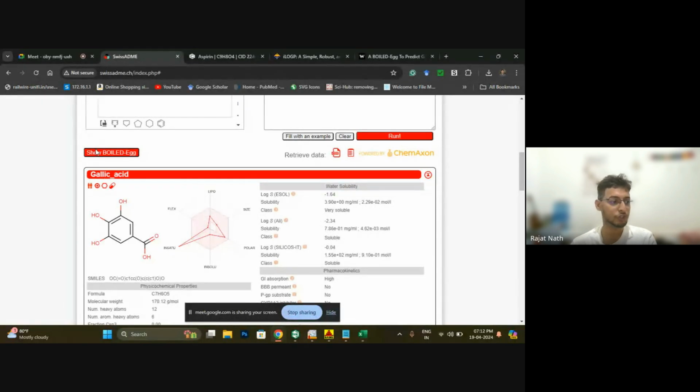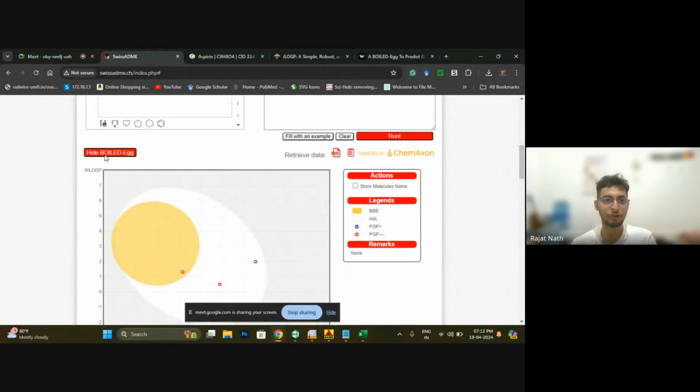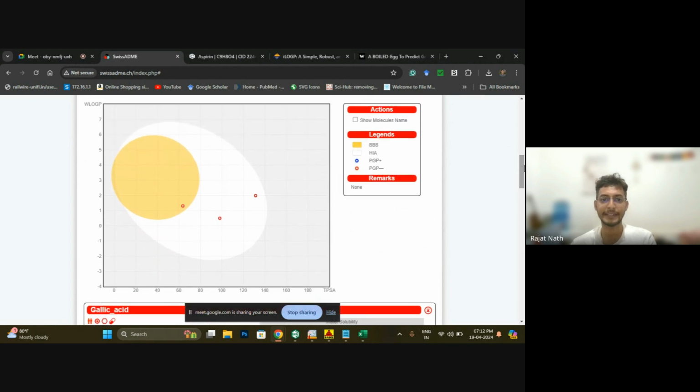Now I will click on show BOILED-Egg. When I click on it, what will we see? One egg-like structure. This is the yolk of an egg, and this is the white part of the egg. And there are some dots. So what is the meaning of this boiled egg? On the left-hand side, you can see show molecule name. If I click here, you can get the molecule name. That means aspirin is situated in the yolk part, and gallic acid and quercetin are situated in the white part of the egg. So what is the meaning of this?